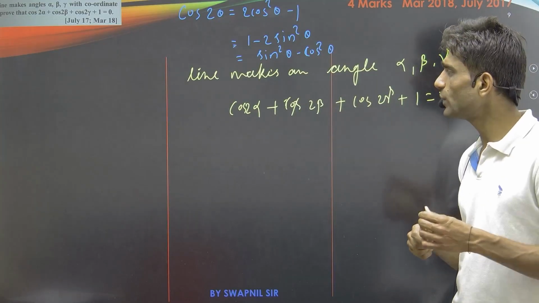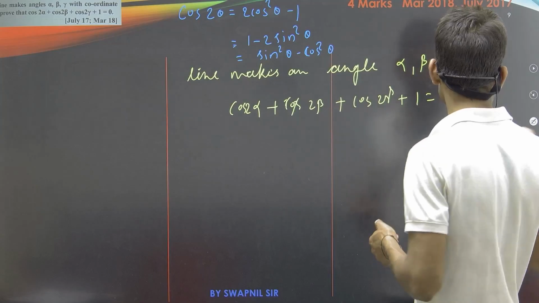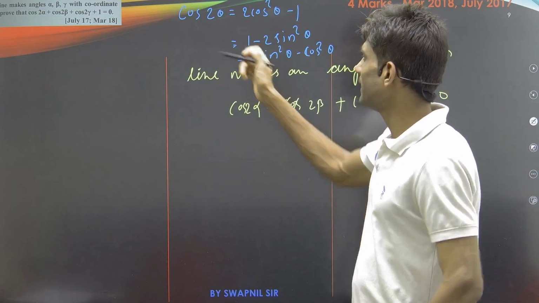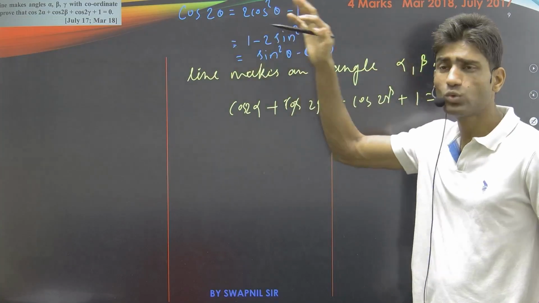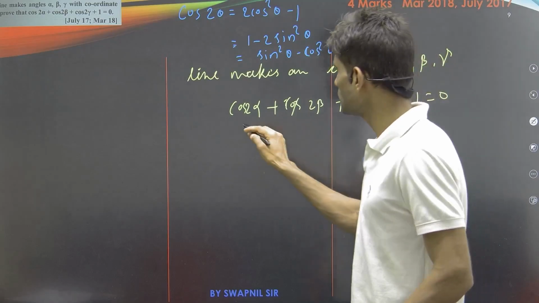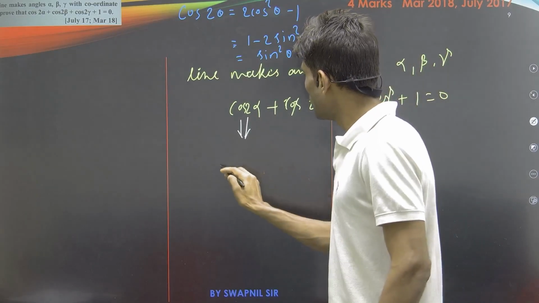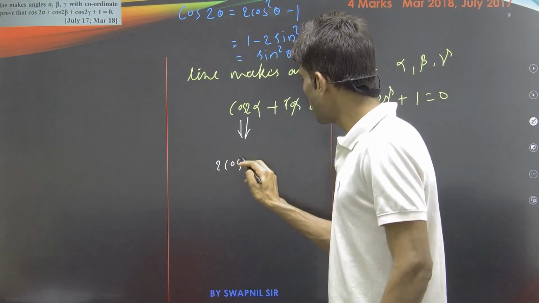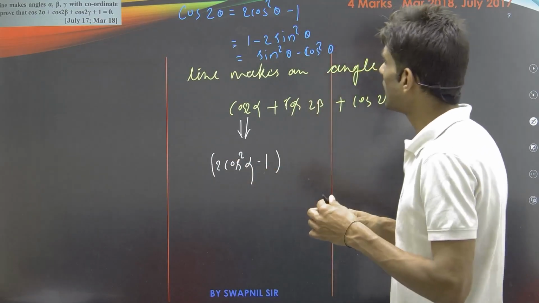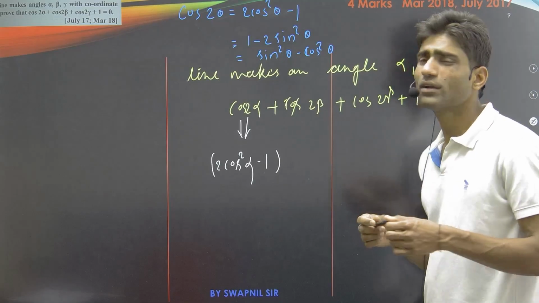Now let's move on to the solution for our next part. We know that cos 2 theta can be written as 2 cos square theta minus 1. So cos 2 alpha can be written as 2 cos square alpha minus 1. What I have done here is, instead of cos 2 theta, I have written cos 2 alpha.